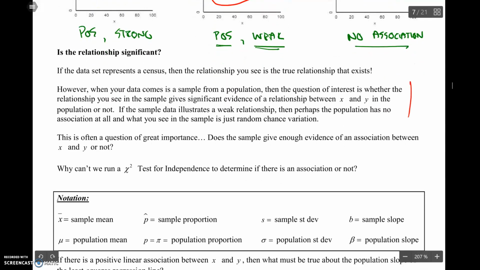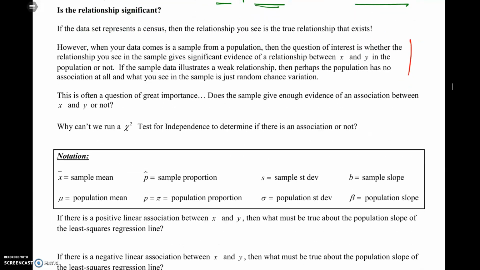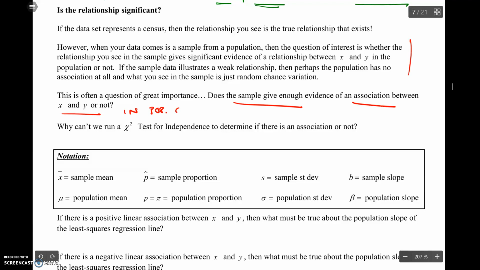So I think that's kind of what I was talking about right here. The question is, does our sample give enough evidence of an association between x and y in the population of interest? That's the question of interest.